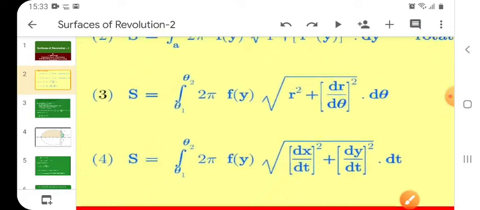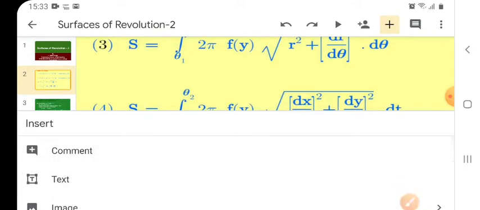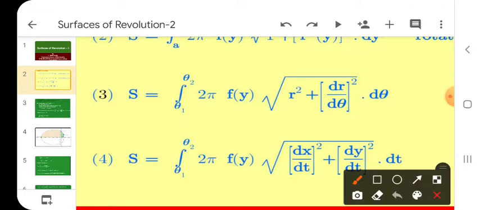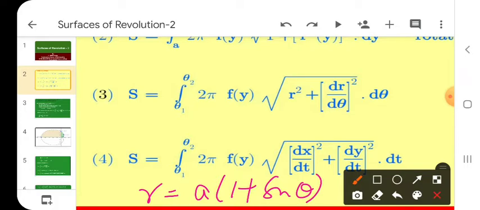If the given equation is in polar form, we use this formula. S equals integral theta 1 to theta 2 2 pi f of y root r square plus dr by d theta whole square d theta. Suppose our curve is r equals a cos theta or r equals a into 1 plus sin theta. Then what is r square? a square into 1 plus sin theta whole square. Then what is dr by d theta? Differentiation of r with respect to theta is dr by d theta.